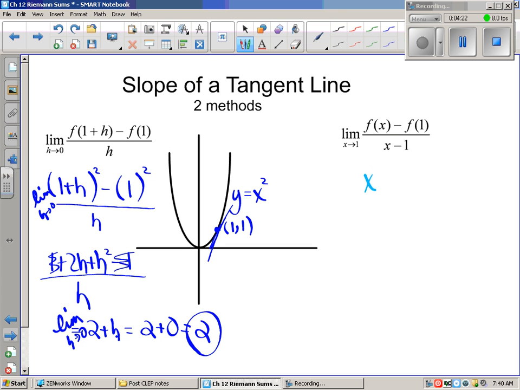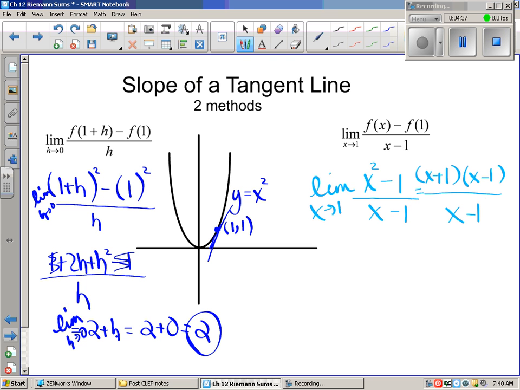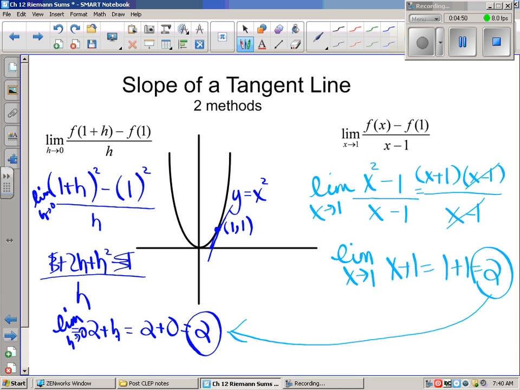F of x is x squared minus f of 1, that would be 1 squared, over x minus 1. Again, I'm doing this as the limit as x approaches 1, so now let's keep going. Notice that the top can factor into x plus 1 and x minus 1, and of course the denominator is x minus 1. The x minus 1's divide out, so what I'm left with is the limit as x approaches 1 of x plus 1. So now we plug in that 1 plus 1. Voila. And you'll notice these answers are the same, and they should be, but the approach is different.